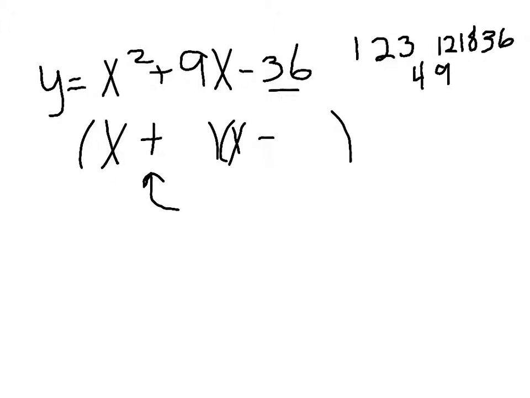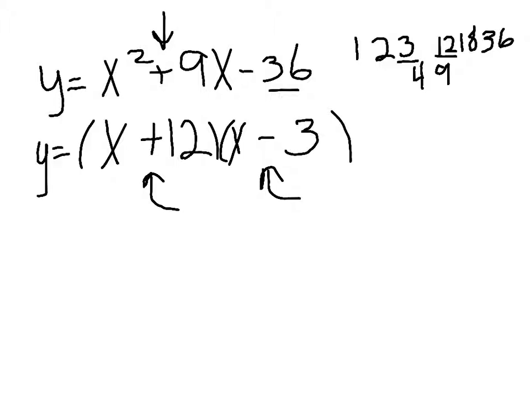Okay, and I haven't explained this to you before. Sometimes I say add to get 9, and sometimes I say subtract to get 9. If the signs are opposite, I know I need to subtract. So out of here, what two would do that? 12 and 3. I have a plus here, so that means my bigger number needs to go with the plus. And there's the factored form.